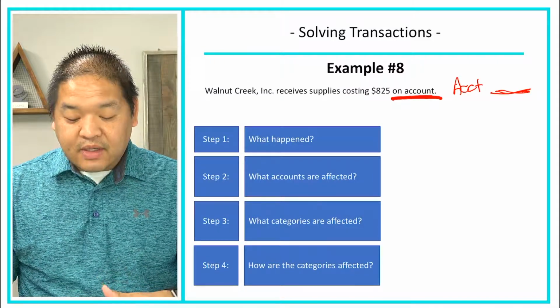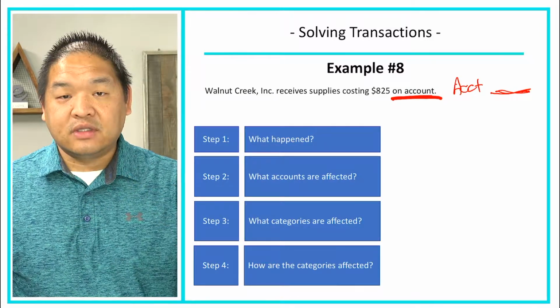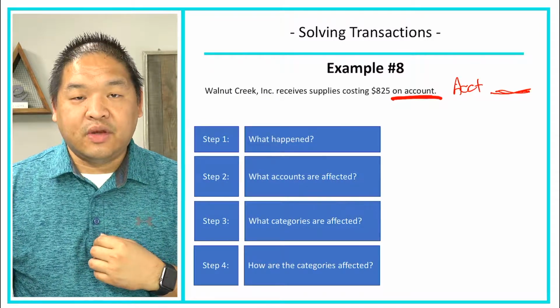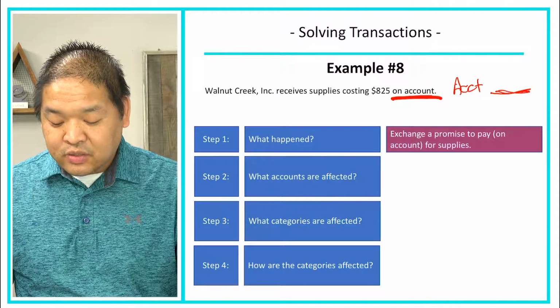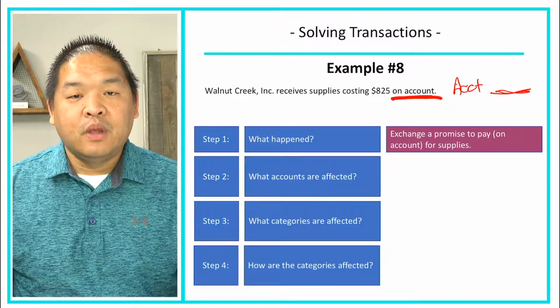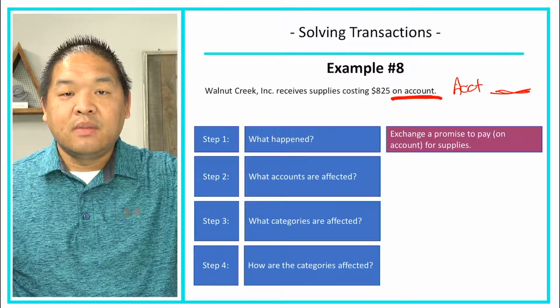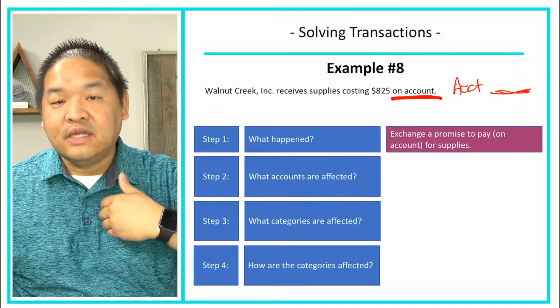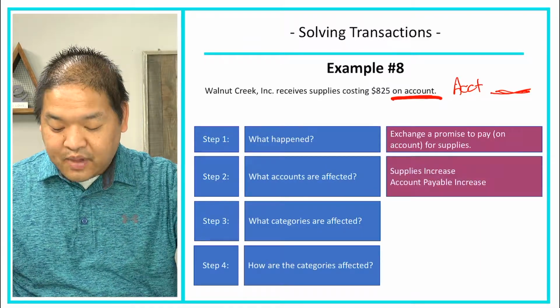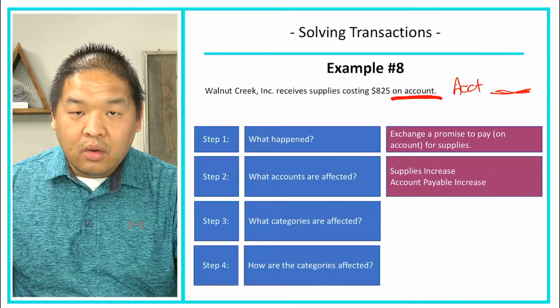All right, so what happened here? We exchanged a promise to pay, accounts payable, for $825 worth of supplies. What accounts are affected? Well, we gave up a promise to pay in the form of accounts payable, and we received supplies. So supplies increase, and accounts payable increases as well because now we owe them more.